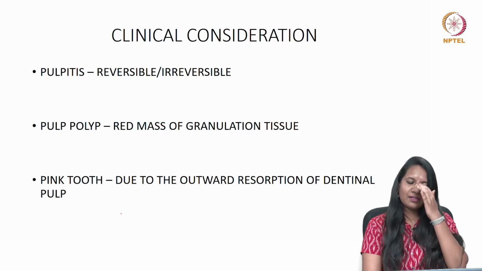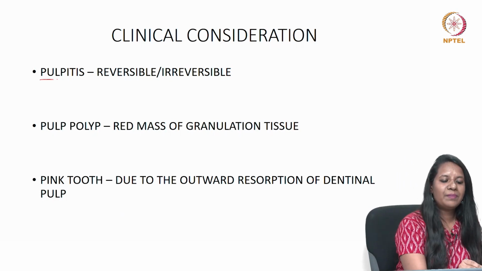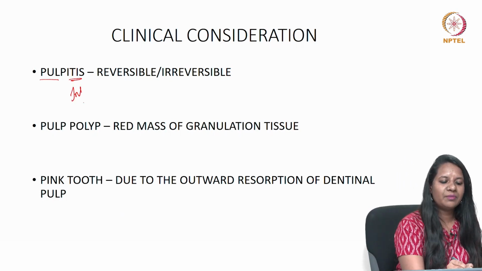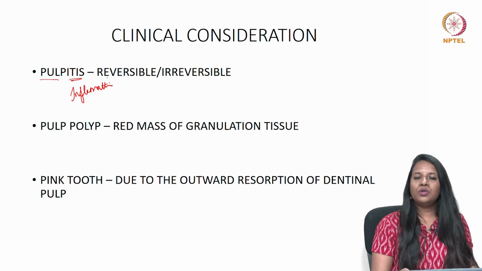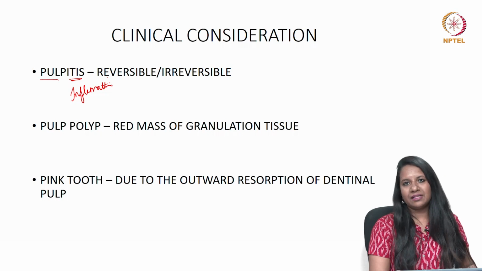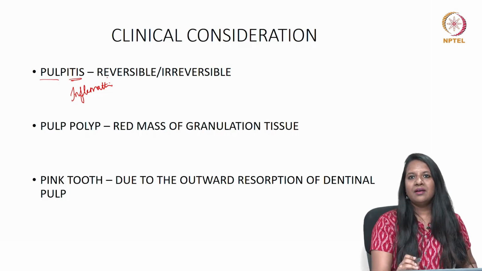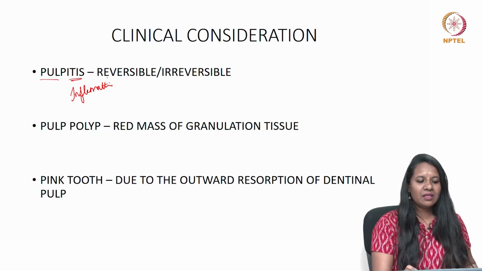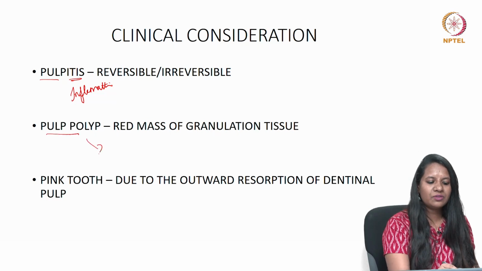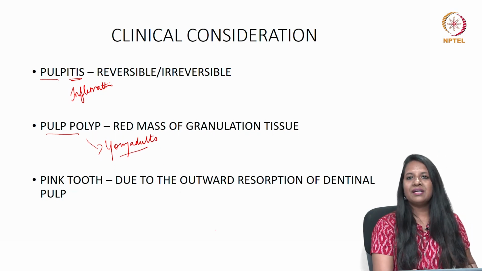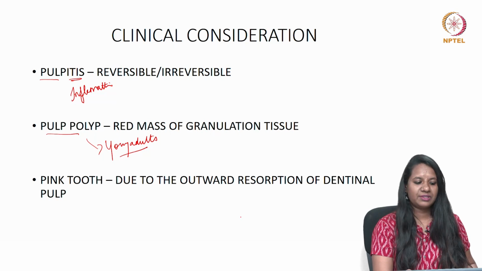Moving to clinical consideration, there is something called pulpitis. Itis means inflammation. So, it is nothing but inflammation of pulp. It could be either reversible or irreversible depending upon the range of stimulus. Then pulp polyp, this usually occurs in children and young adults, when the pulpitis will be reflected as a red mass of granulation tissue over the occlusal aspect.